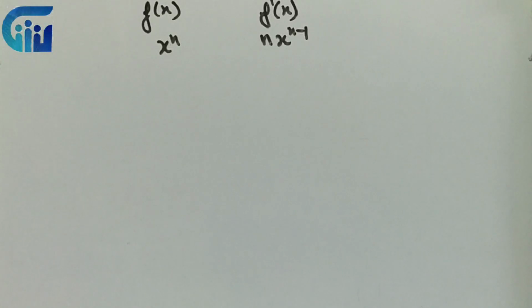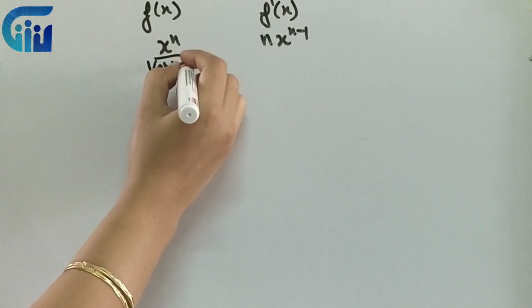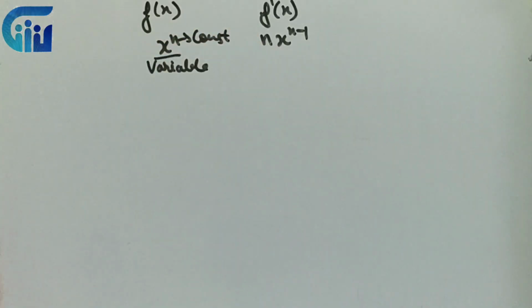We know that the derivative of x to the power n, where the base is a variable and the power is a constant. So observe carefully, this is a variable and this is a constant. Whenever we have it like this, what is the derivative? n x to the power n minus 1, which we have already verified by first principle. So it is n x^(n-1).